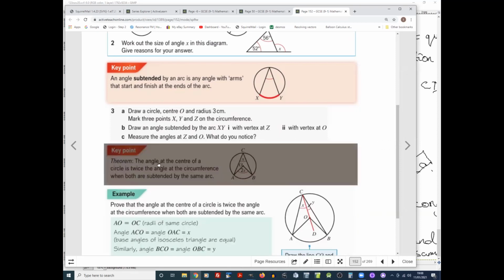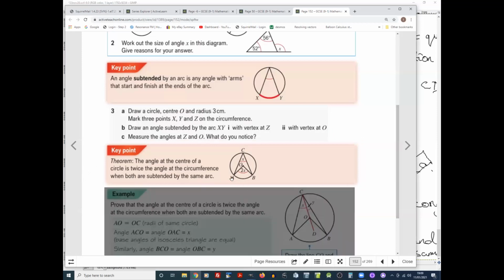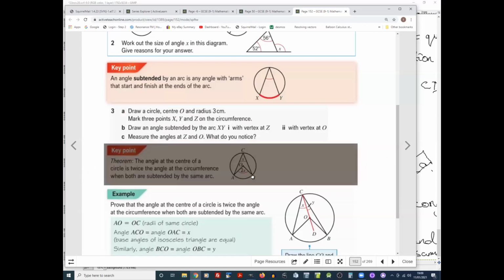Let's see what they're saying. The angle at the center of a circle theorem, big posh word for fact. Theorem: the angle at the center of a circle is twice the angle at the circumference when they're both subtended by the same arc. I thought subtended had gone out of fashion, to the extent that I'd forgotten the word. I'm glad the dumbing down has reversed. Subtended is just referring to the points A and B.